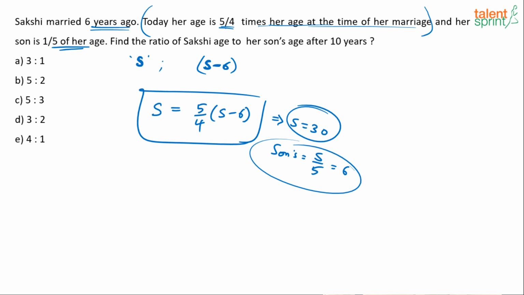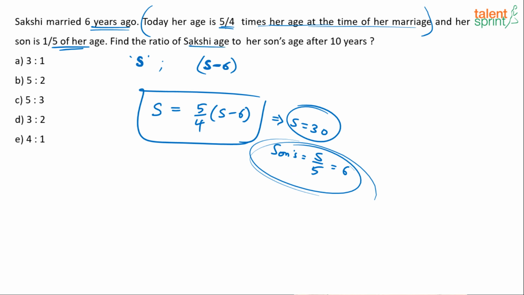Yes or no? Technically, this seems to be incorrect because she got married 6 years ago. If she got married 6 years ago, today her son's age cannot be 6 years, right? He should be less than 6 years. 5 years, 3 months at best. But let's assume she gave birth immediately after marriage. So her son is 6 years old. Anyway, irrespective of those commonly known facts, we need to answer this question. So Sakshi's age is 30 years, her son's age is 6 years.